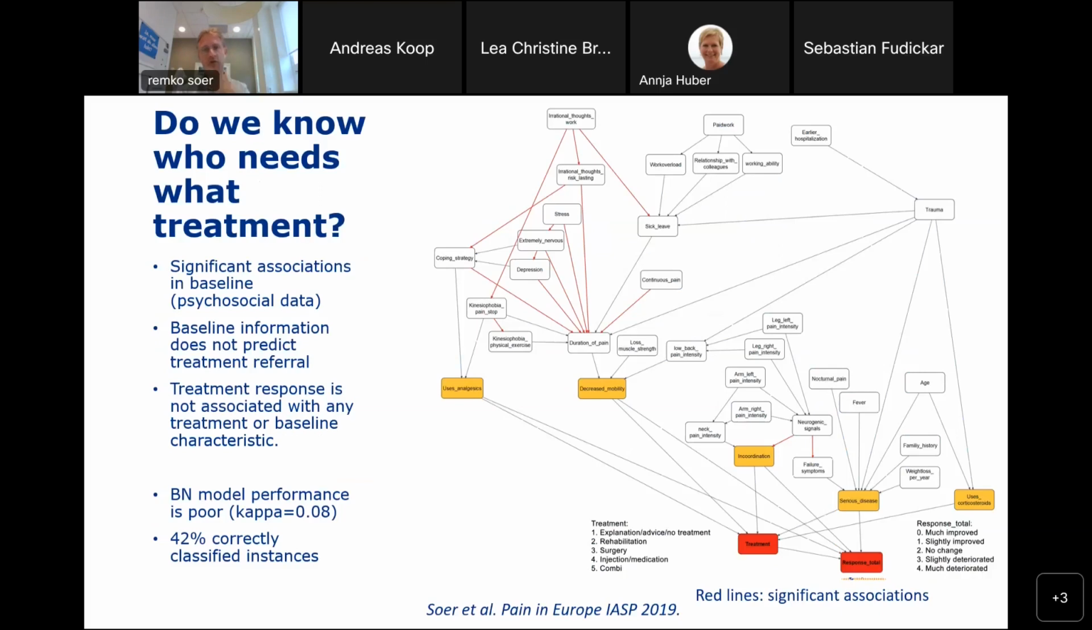So what we did is we put all those data and follow-up data in the model, and what you see is that the red arrows are the significant arrows. Having irrational thoughts, stress, being extremely nervous, so those psychosocial factors, are really related to the duration of pain. But that's basically not what we wanted to know. We wanted to know, should we provide them with rehabilitation, surgery, or injections? And you see that they're all black lines.